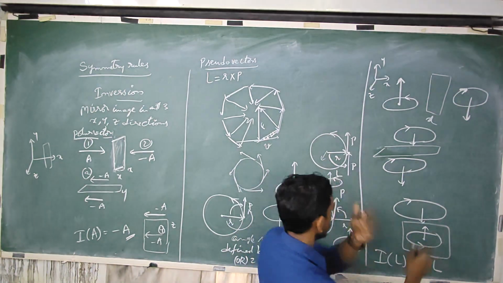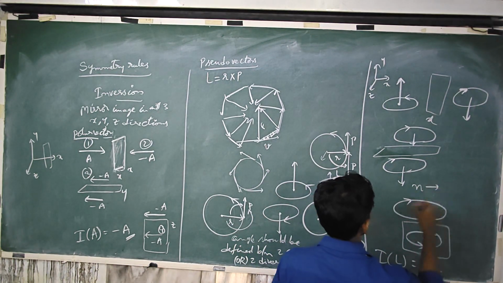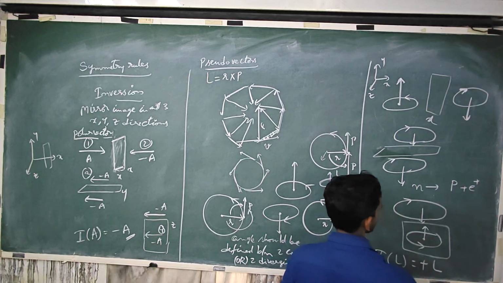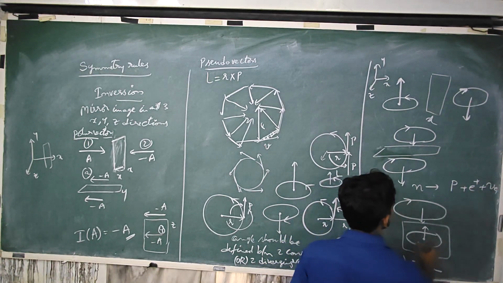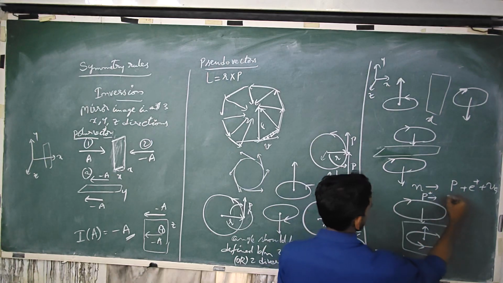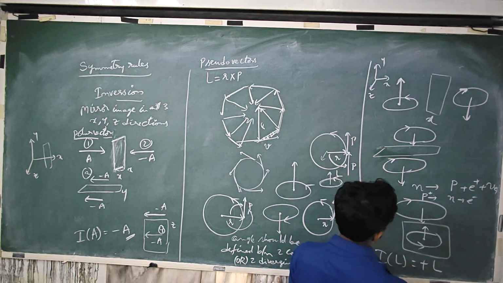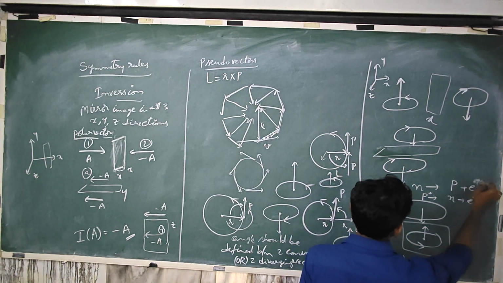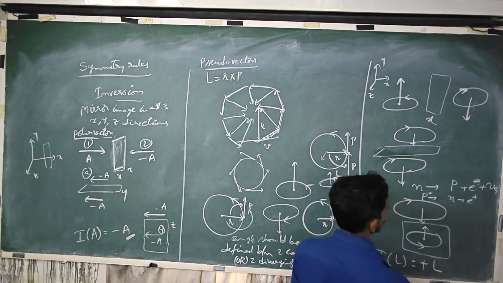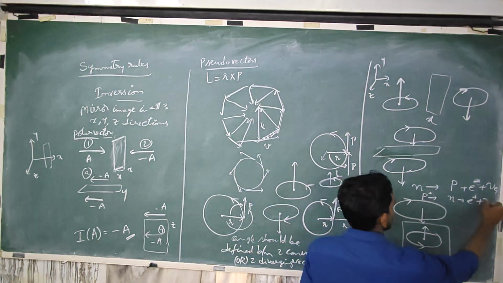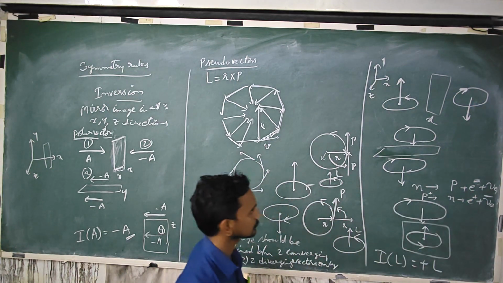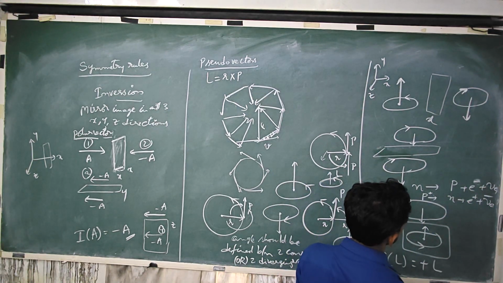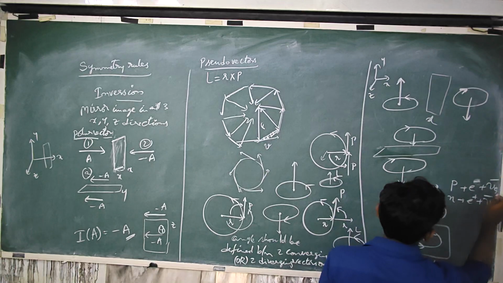So what is beta decay? A neutron decays into a proton plus an electron, plus an antineutrino. Otherwise, a proton gives you a neutron plus a positron plus a neutrino. Which one is correct?